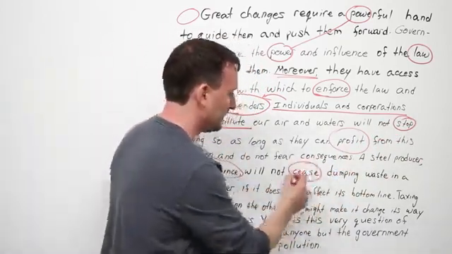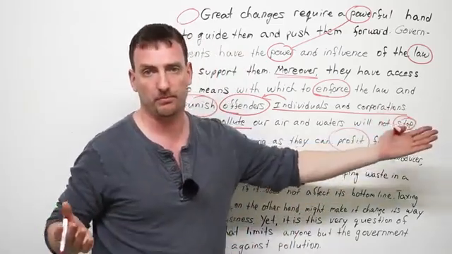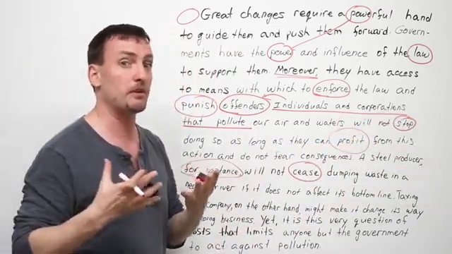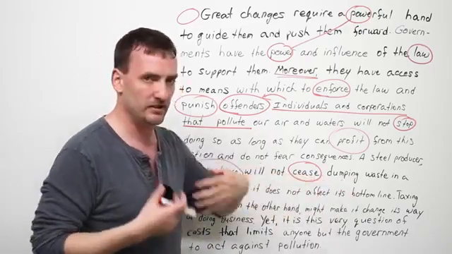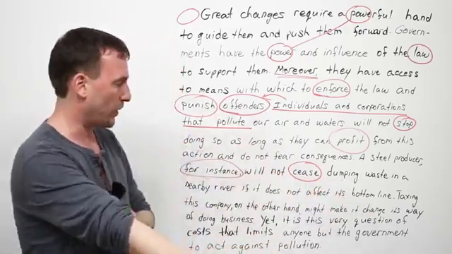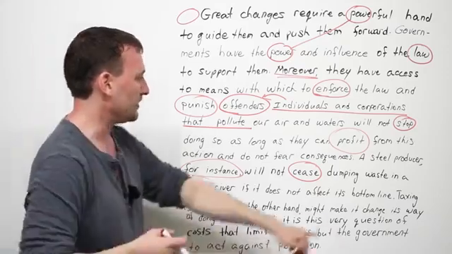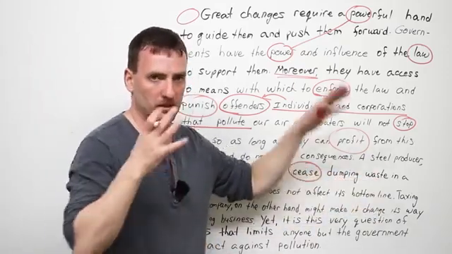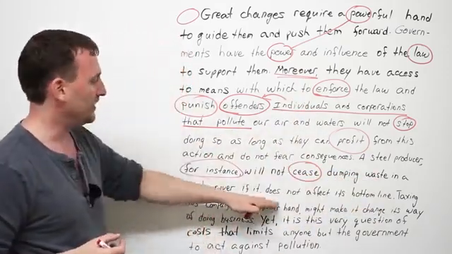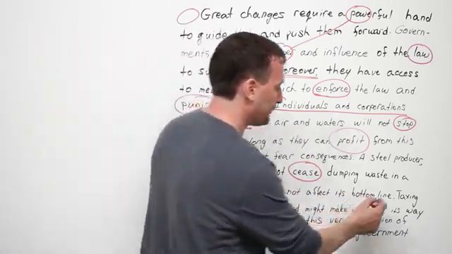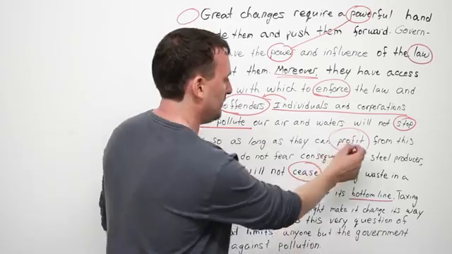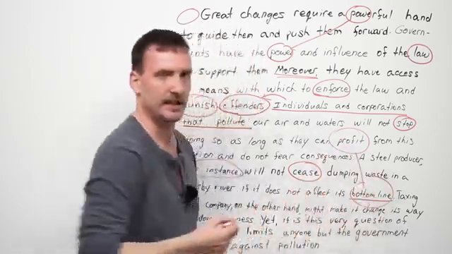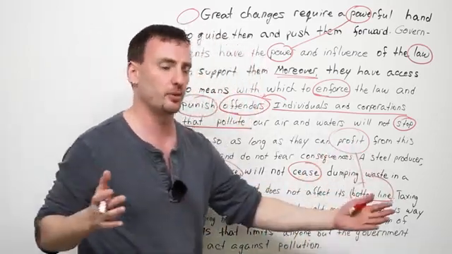I have the word cease. Cease means stop. Okay? Vocabulary variety, very important. Will not cease dumping, means throwing in or throwing away. Waste in a nearby river. Waste, pollution. I'm still on the same topic. If it does not affect its bottom line. Now, I'm not sure if everybody knows what bottom line is, but bottom line basically means profit. I'm still connecting the ideas using different words.